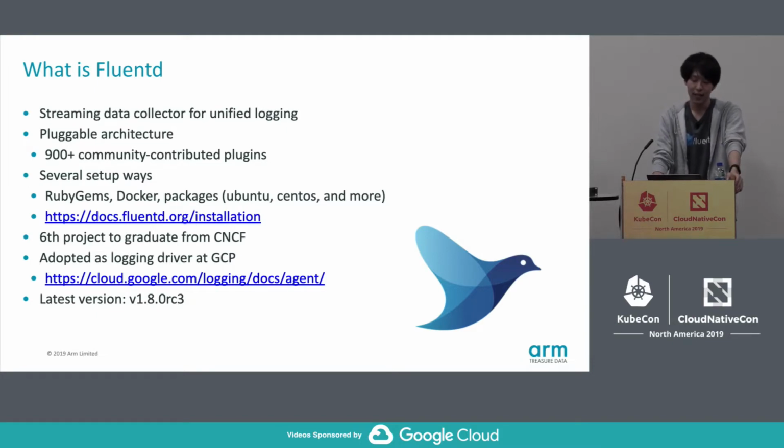And Fluentd is a logging part of CNCF and the sixth project to graduate. It is used in Kubernetes, and Fluentd can be used with other CNCF products. And Fluentd is also adopted as a logging agent at GCP. And with this link, you can get more detail. And we have released Fluentd version 1.8 release candidate 3 recently. This version contains a lot of new features. I will mention them later. Please update to the latest version of Fluentd and give us feedback.